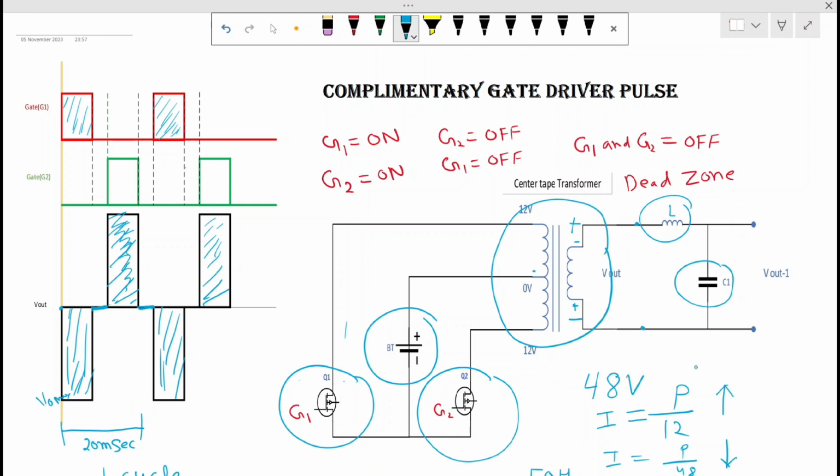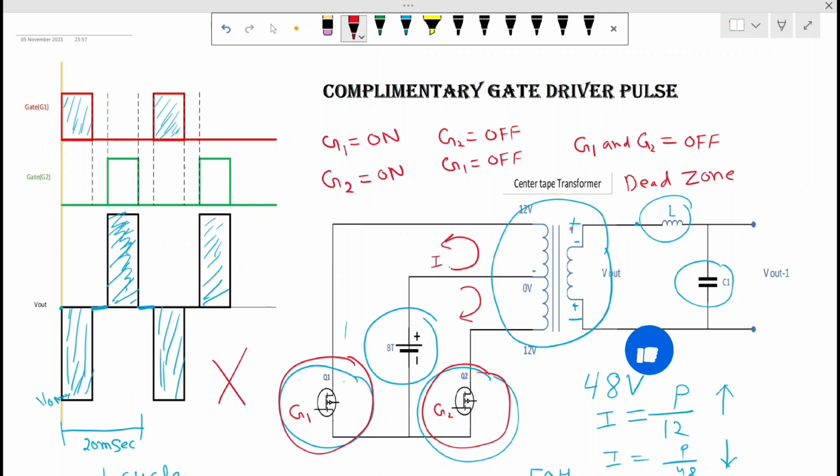And if the input current is increasing, then the current I showed previously, this current and this current value, is increasing. And if current is increasing, then you have to choose the MOSFET power rating based on that current. Otherwise, your MOSFET will burn out and your inverter will not work properly. In the same manner, we also have to choose the power transformer rating.